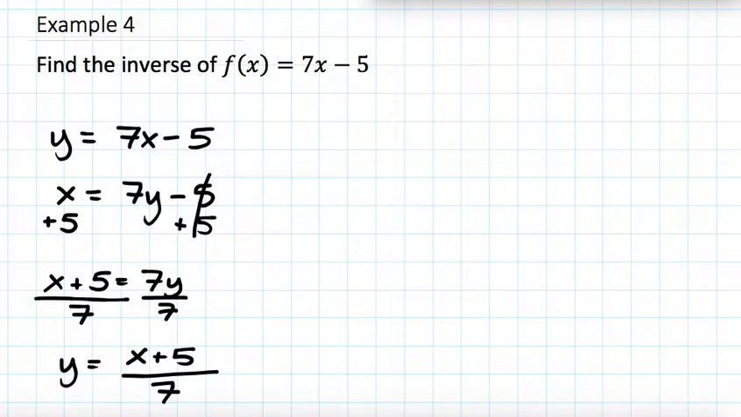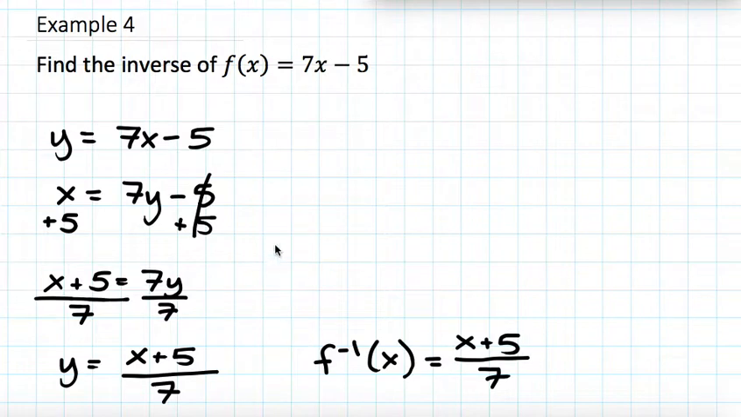Now in the homework, you're going to see they're going to use the function notation with the -1. So let's say f -1 of x equals, and then you'll type the answer into the box right here. So you would type (x plus 5) over 7 for this one. So that's the answer.